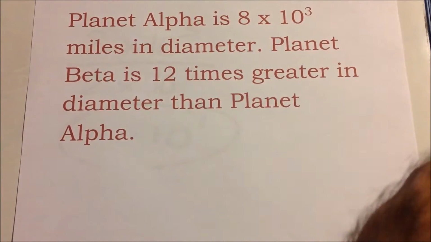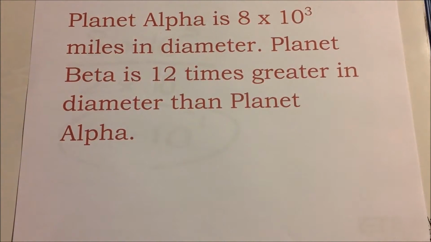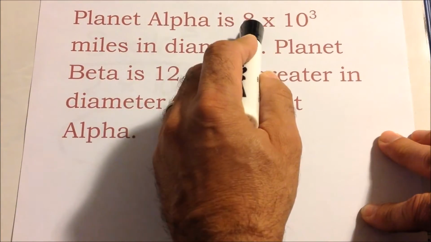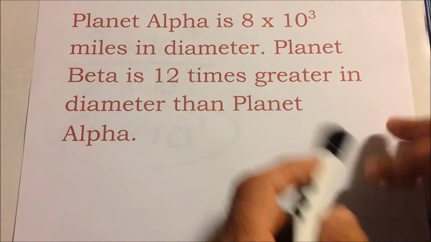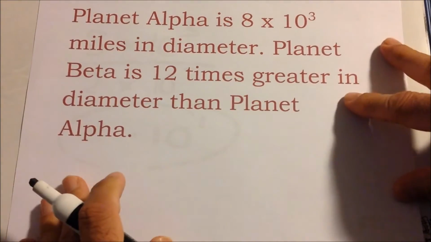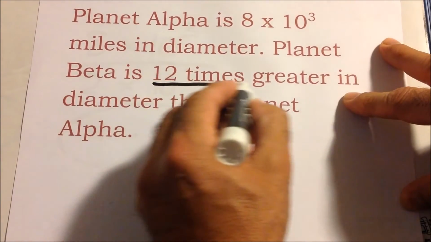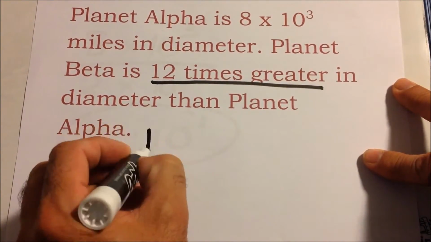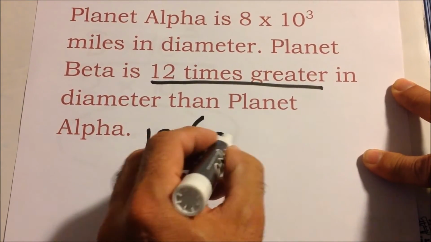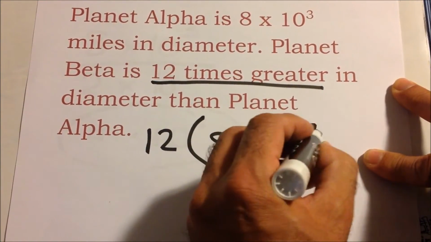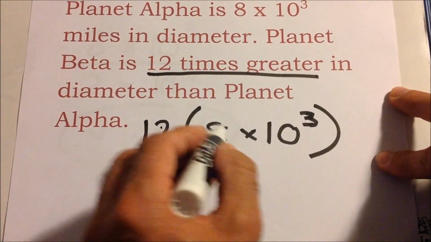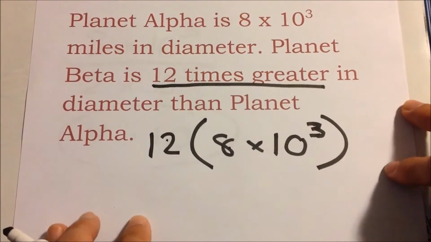Read it carefully. You should pause the tape and see if you can see which one it is. Okay? Well, we know that we're saying beta is 12 times greater than this. You already know that it's 12 times greater, so it's multiplication. So keep that in mind. When you already know how many times greater something is, it'll always be multiplication. So we're just going to multiply. We're going to say 12 times 8 times 10 to the third power. And all we do is we're going to just multiply 12 times 8. So see what you get.